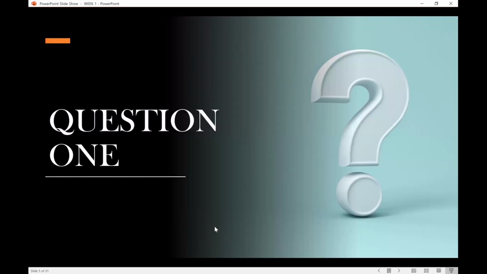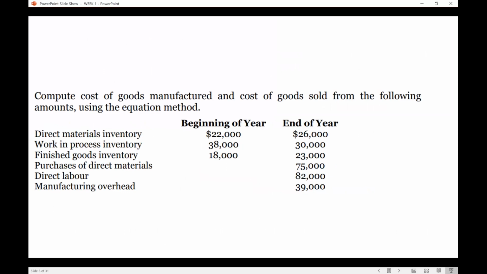So let's look at a question. It says compute cost of goods manufactured and cost of goods sold from the following amounts using the equation method.